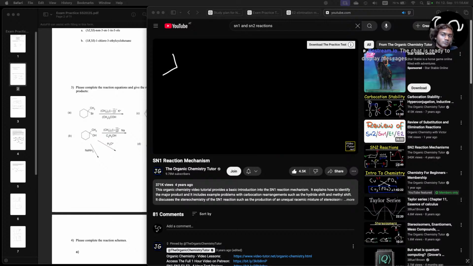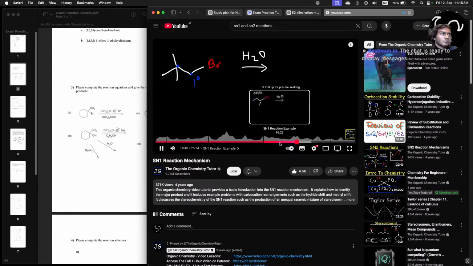Now let's try another example. Here we have neopentyl bromide. If we react it with water, will this undergo an SN1 or an SN2 reaction? Now, we do have a primary alkyl halide. This carbon is attached to only one other carbon.